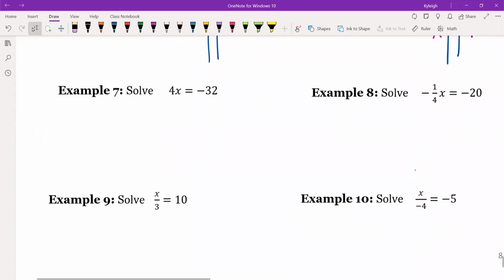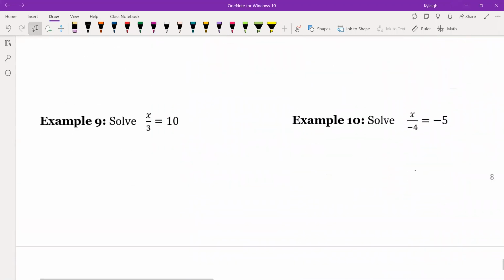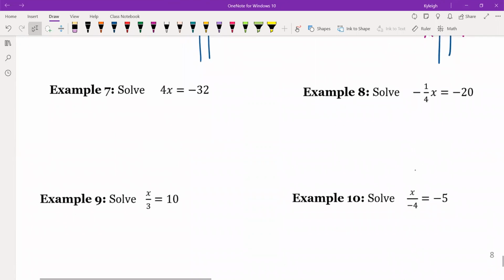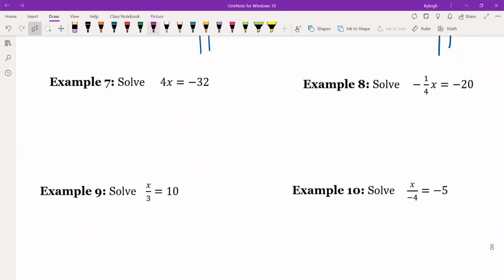Okay. Looking at example 7, this one's a little tricky. We have to figure out what is implied between this 4 and the x. There's something implied between them, and it's multiplication. So multiplication is implied between the 4 and the x, sorry. So what's the opposite of multiplication? Well, the opposite of multiplication is division.